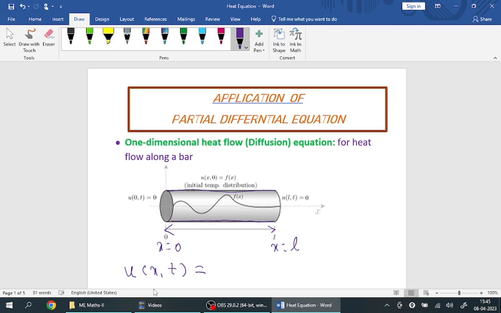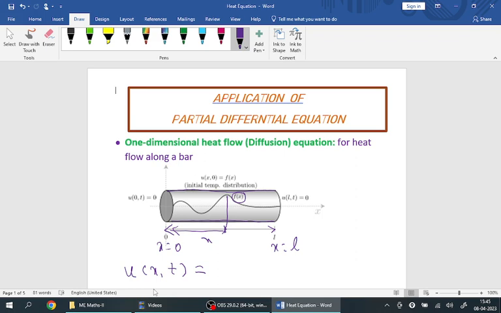Our aim is to find out the temperature in the rod at any point, say x. So suppose this distance is x only, this length is x, and for that x there is, suppose, f of x. So that is some temperature we are given.